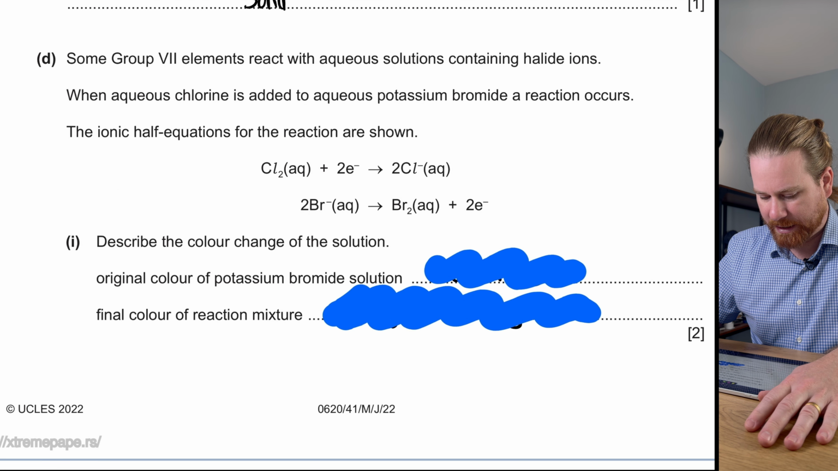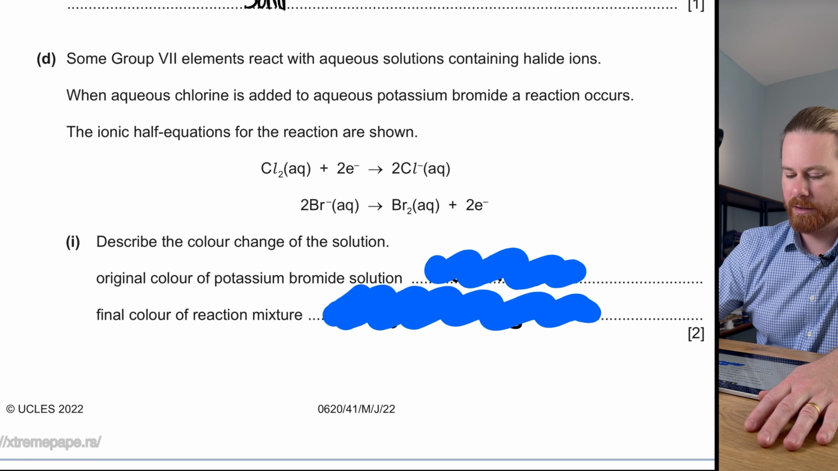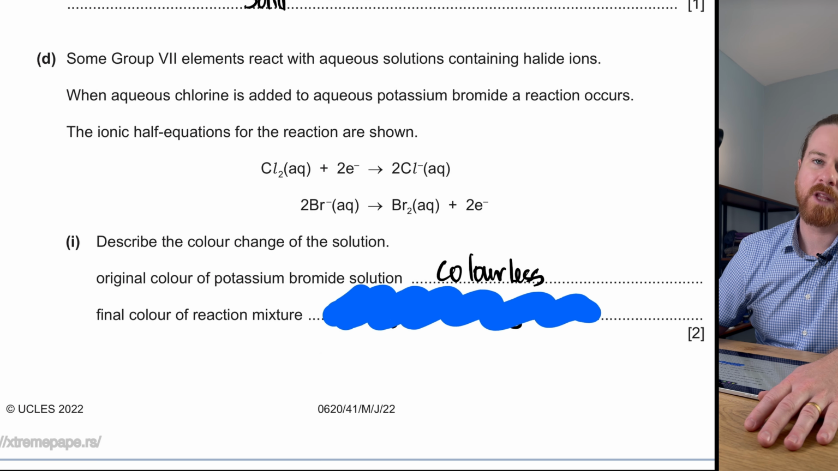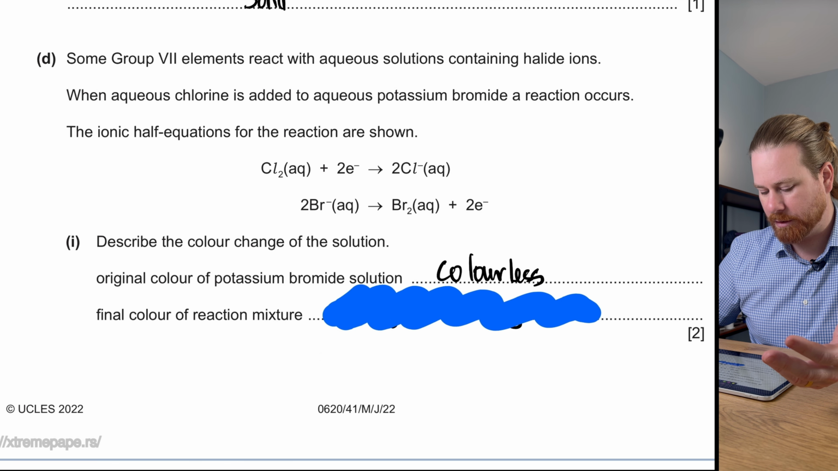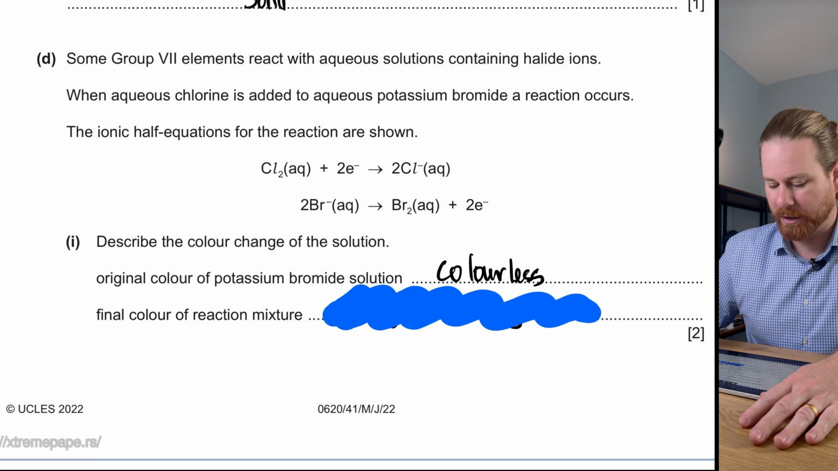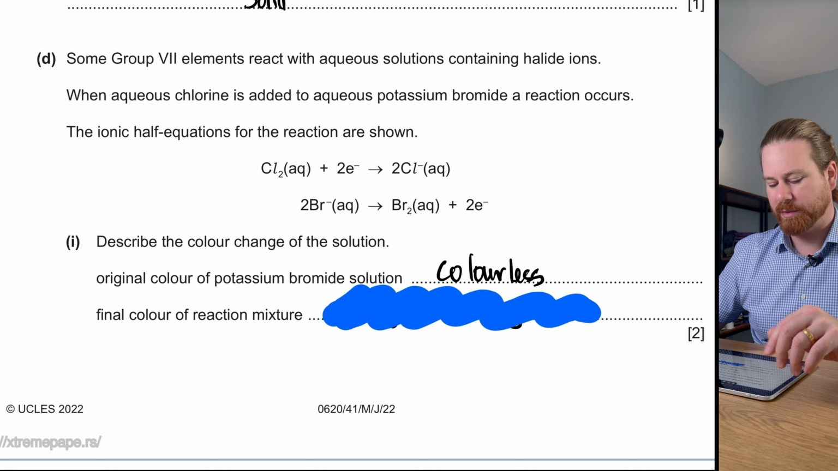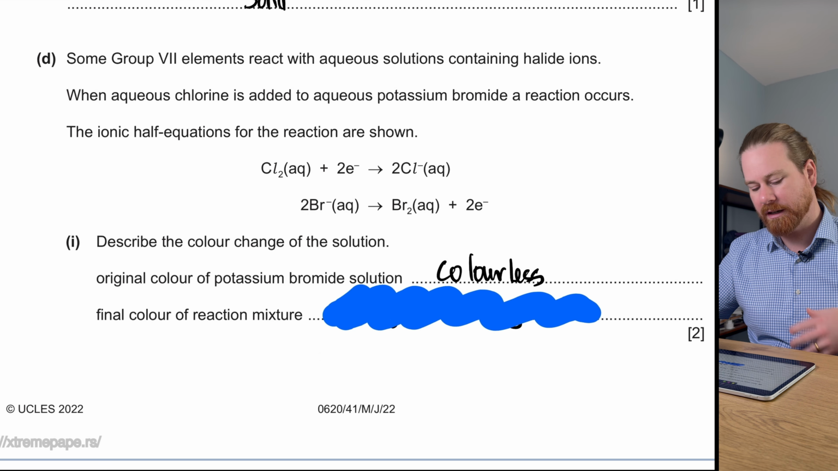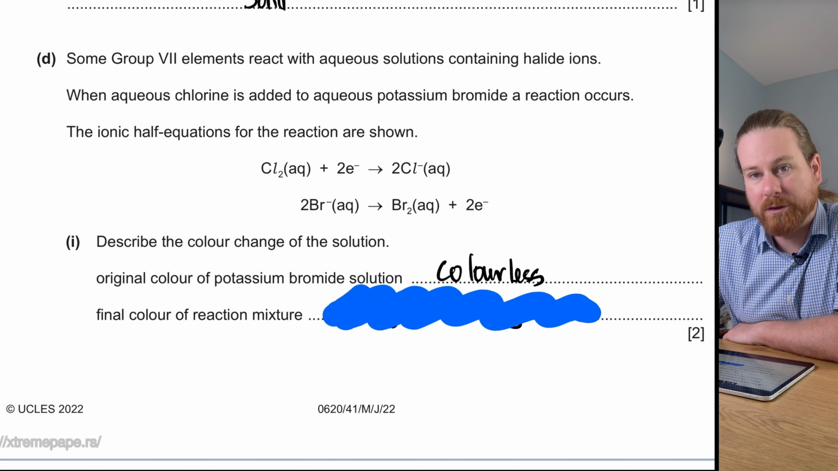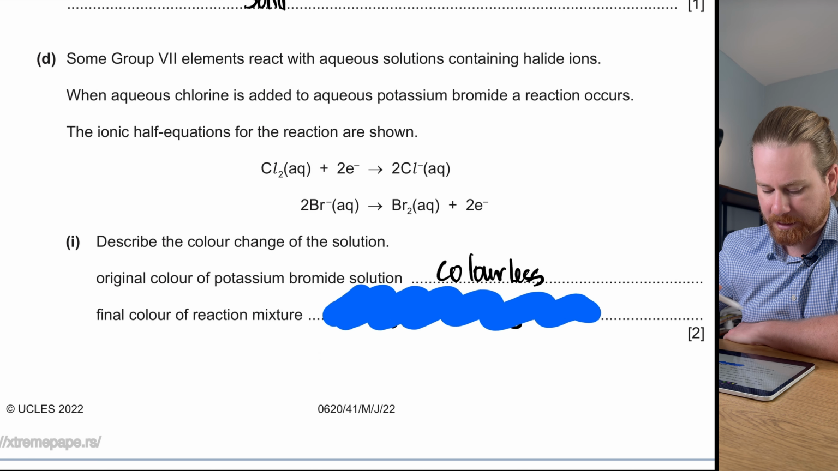Describe the color change of the solution. So the original color of the potassium bromide solution is going to be colorless, as ionic compounds, well, not all ionic compounds, but ionic compounds with group 1 and group 7. If there's no transition element involved, the ionic compounds are colorless. The solution would be colorless. If it was a solid, it would be a white solid.